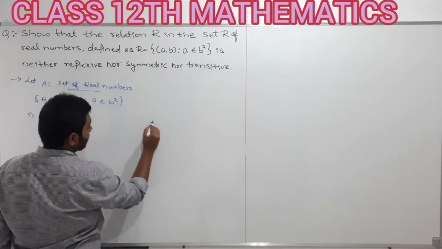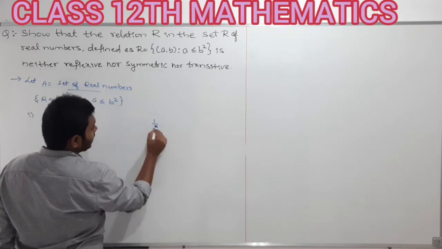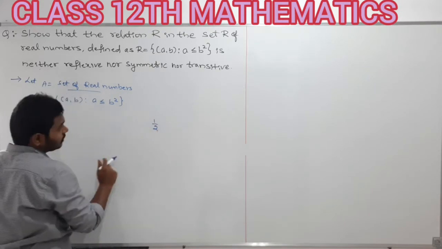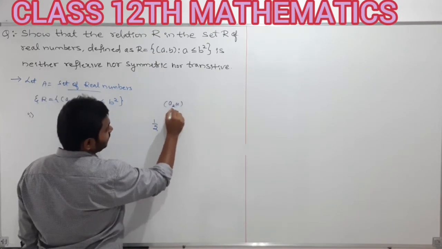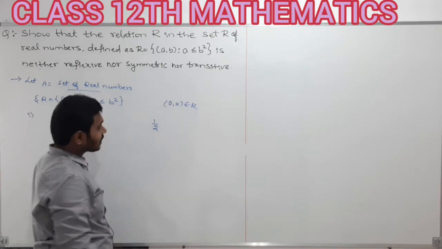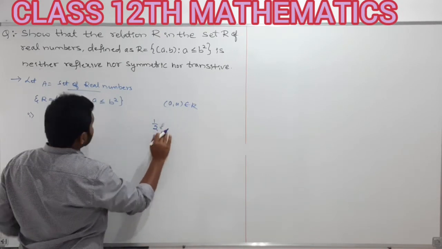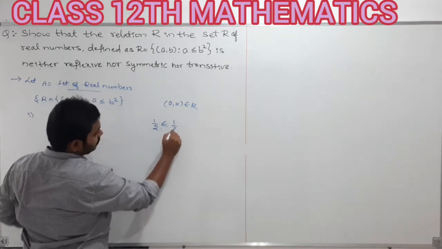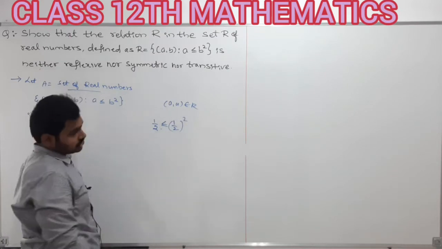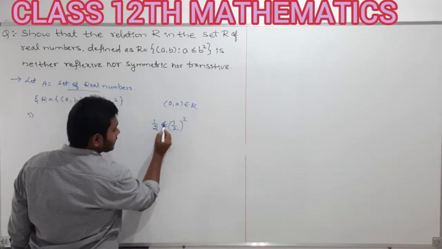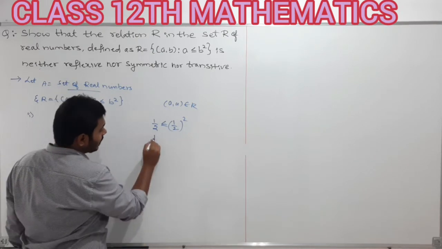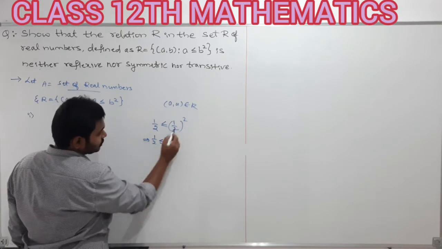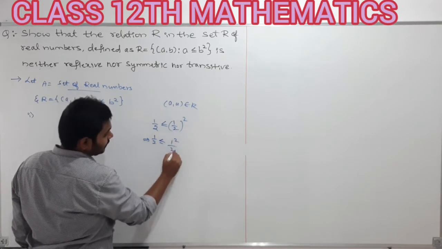So my dear students, let us take one example, half. If I take a value as half and b value as half. What is reflexive? Reflexive means every element a comma a must be in the relation R. So if I take half comma half, is half less than or equal to half whole square? My question is whether half is less than or equal to half whole square. What is half, my dear students? Half is 1 by 2, so is it less than or equal to 1 square divided by 2 square?